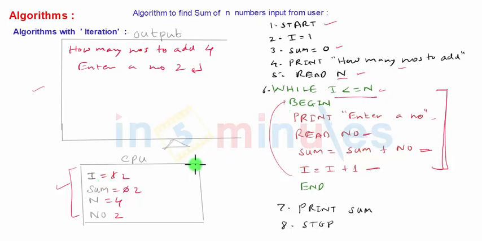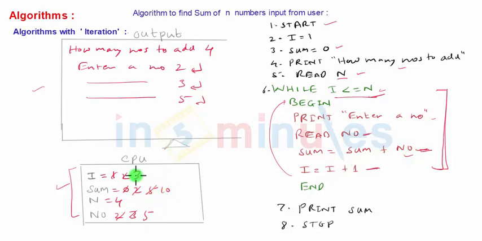It repeats itself again since I is less than or equal to n. It again gives the message enter number. Suppose the input number was 3. 3 is accepted into no, and the next statement adds it, so sum becomes 5. Again I plus 1 occurs, so I becomes 3. Again the condition is true. Again the message appears, enter number. Suppose the input given was 5. This time no accepts the value 5, and then this adds 5 plus 5, 10.